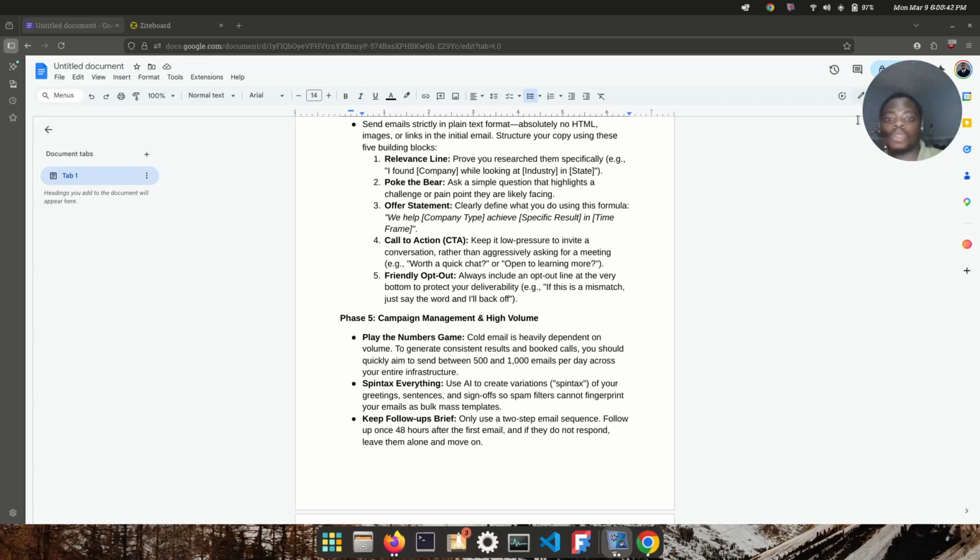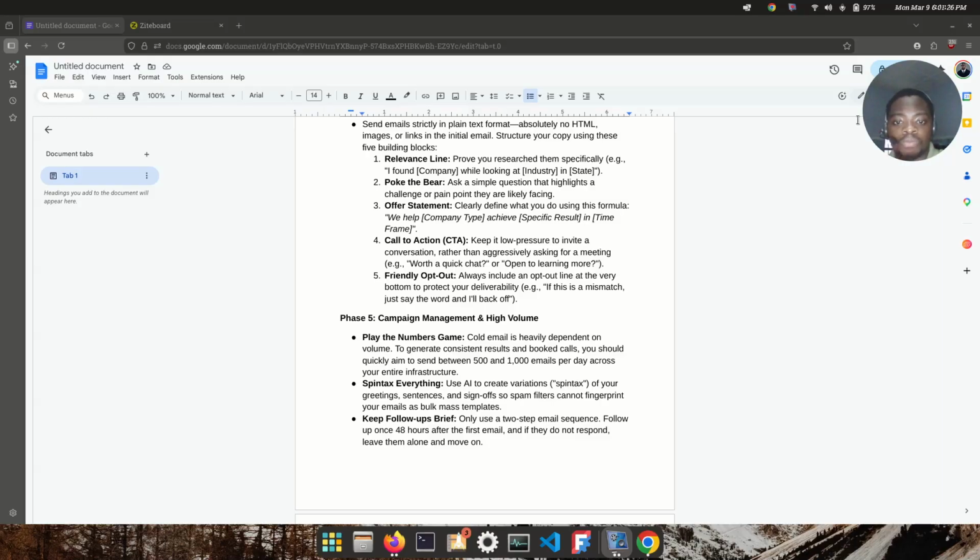Syntax is everything, so use AI to create variations of your greeting sentences and sign-offs, so spam filters cannot fingerprint your emails as bulk mass templates. So this is just where sending the same email, even though you add the name personalization, the filters tend to pick up on similar things. So if you're just saying the same thing but you're changing the name, Google and Microsoft will pick up on that, and then they will fingerprint your email, and then you end up having that land in spam.